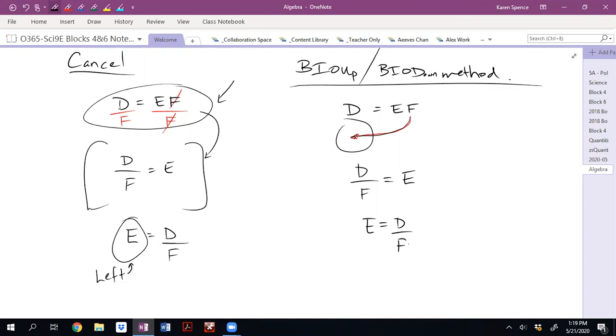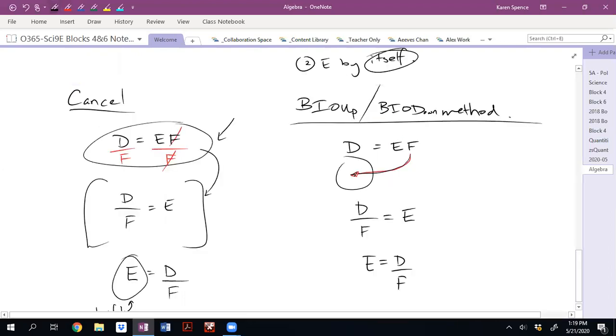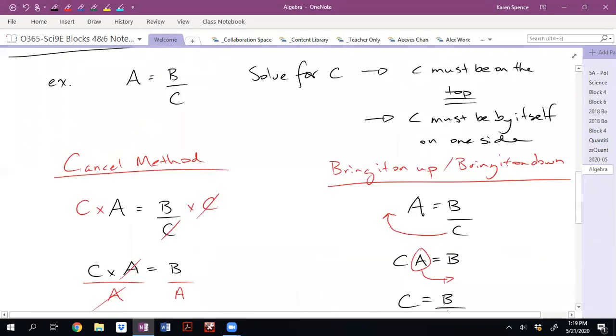Okay, so solve for the variable. Just make sure it's on the top and make sure it's all by itself. And you can use either method to do it. All right, that's it for today's lesson. I know it was quite short, hey?